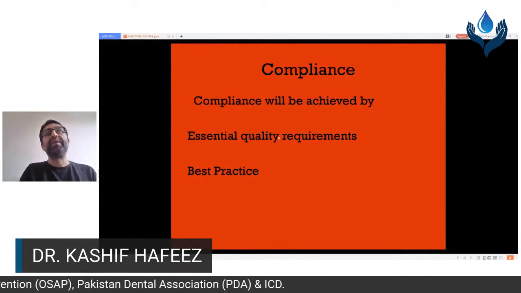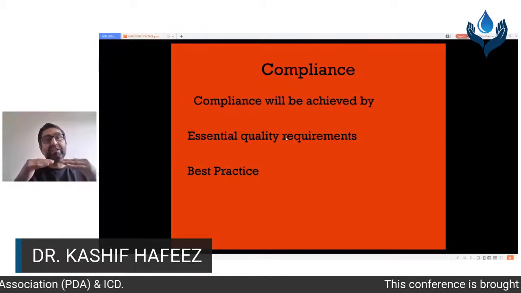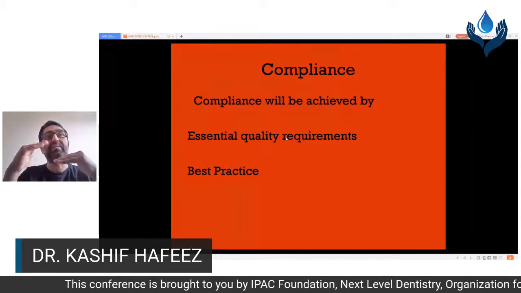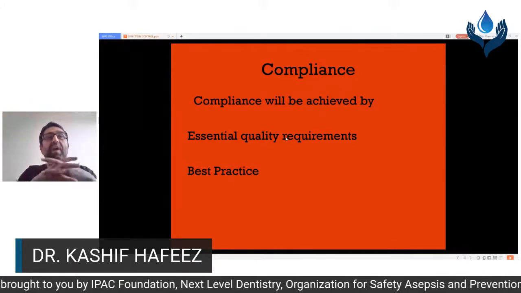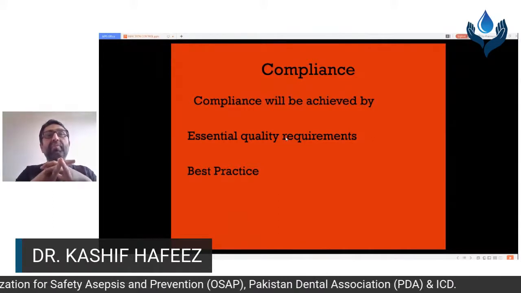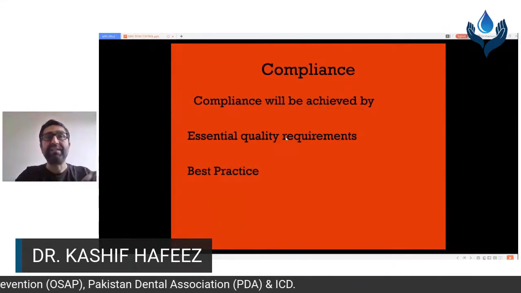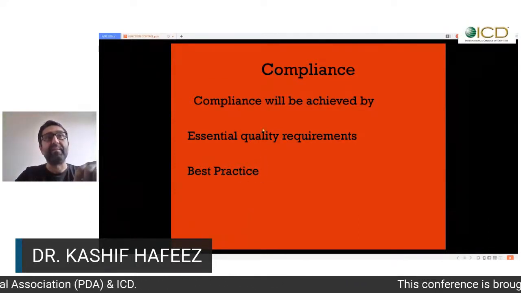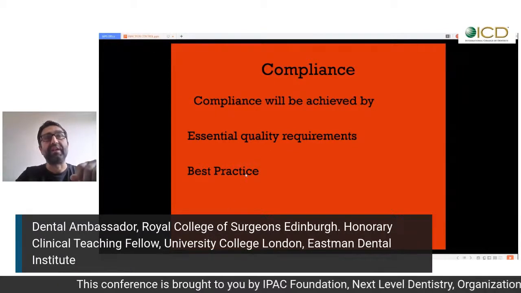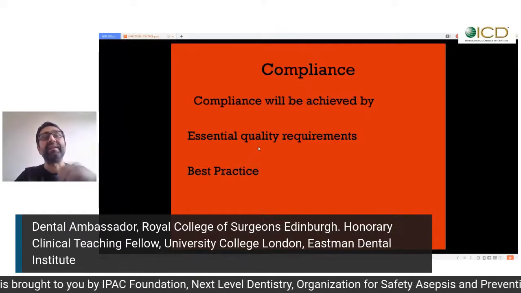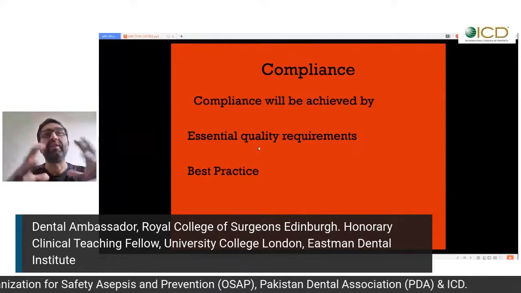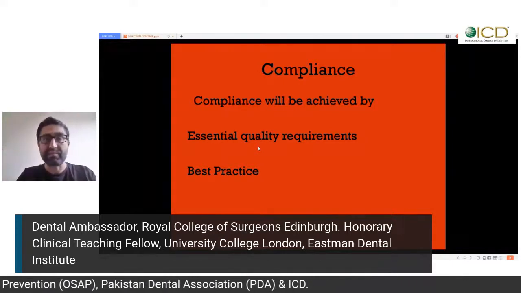Now, as we know, things do not stop at essential quality requirement. Your aim has to be best practice. So the practices who are fulfilling essential quality requirements should have a plan to become the best practice. The ultimate aim is to be the best practice, but you can still keep on working with a plan to be the best practice. That is, again, mandatory. So we do not stop at being an essential quality requirement practice. It has to be best practice.